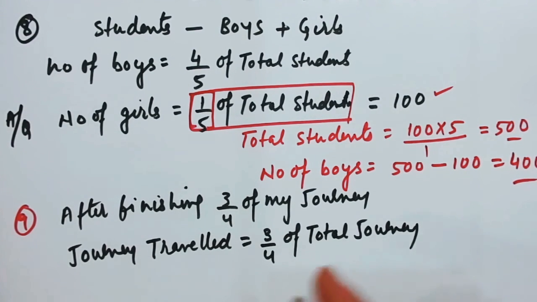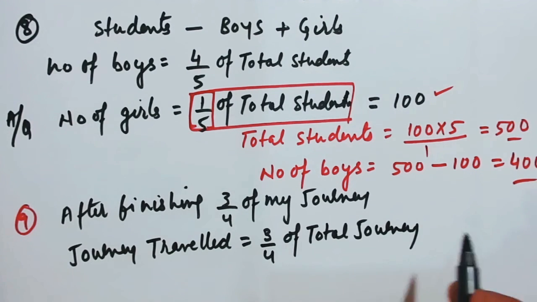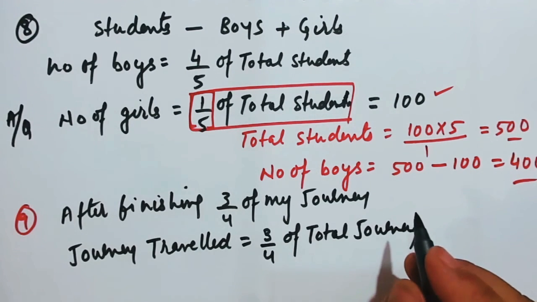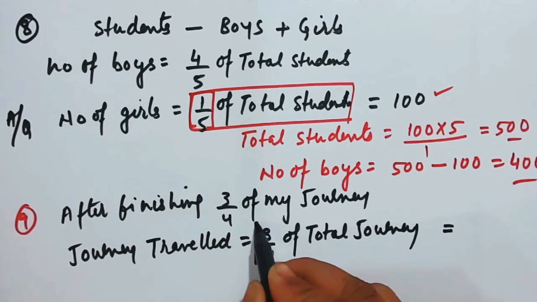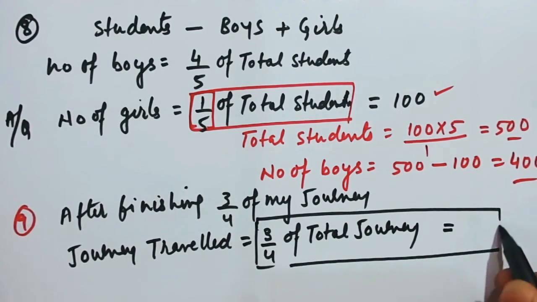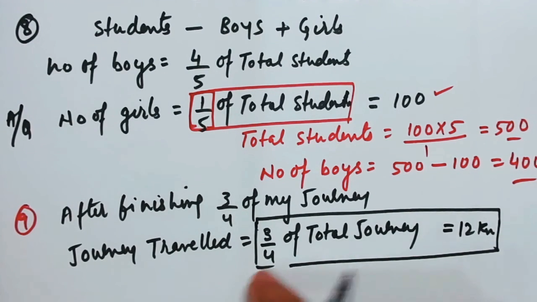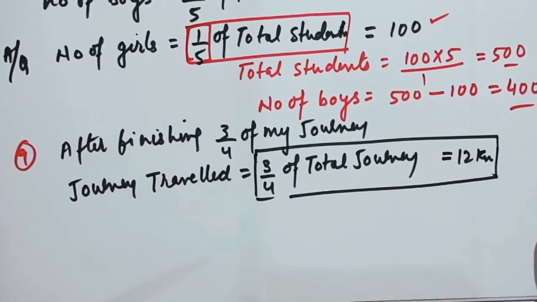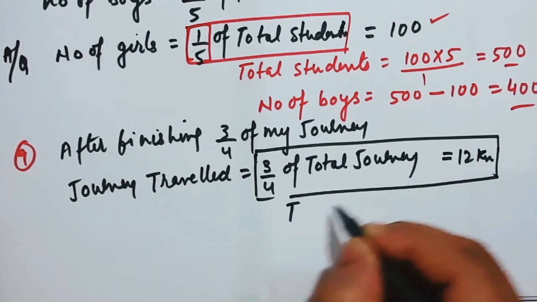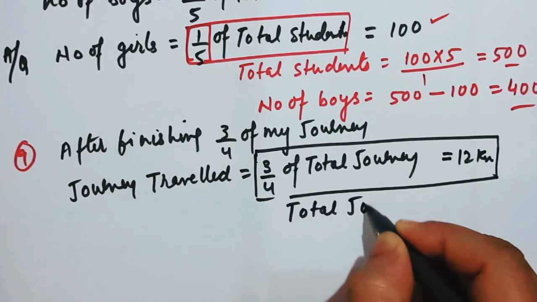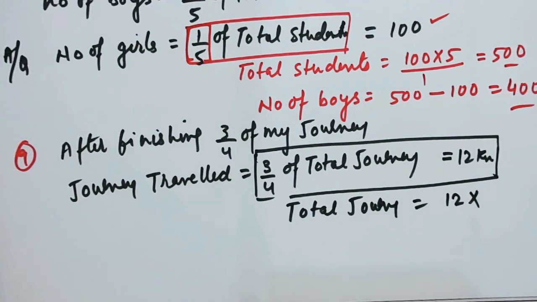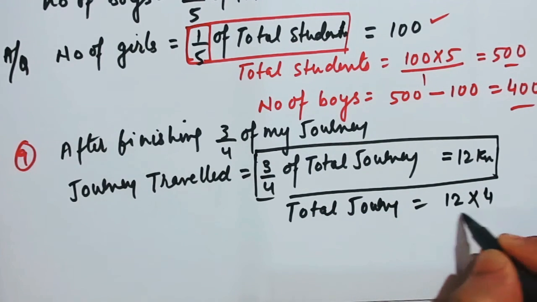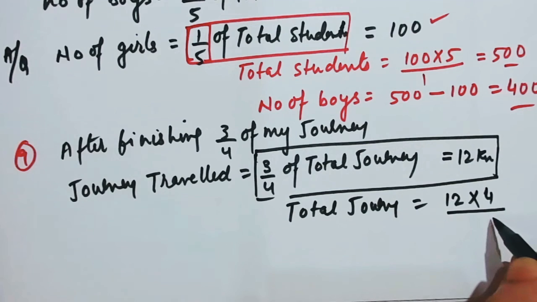So here you can see that journey traveled is equal to 3 by 4 of the total journey, and according to the question they are saying that I find 12 kilometer of my journey is covered, means the total journey traveled is equal to 12 kilometer, which is 3 by 4 of the total journey. The total journey will be equal to how much? How are you going to find it out? You will have to transpose it. So total journey will be equal to 12 multiplied by 3 by 4 transposed onto the other side. So the denominator becomes the numerator, and the numerator becomes the denominator.